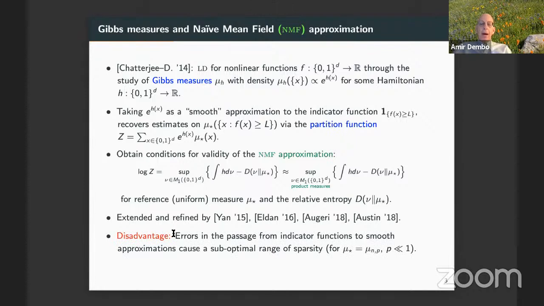The disadvantage from our perspective of studying counts of subgraphs in a graph is the error in the first step. It has nothing to do with the naive mean field approximation. It has to do with the approximation of an indicator by smooth functions. In our context, the passage from the indicator function to a smooth approximation always caused a significant loss. And this significant loss will translate into a highly suboptimal range of sparsity. If you're looking at the problem we mentioned before of the Erdos-Renyi random graph, the problem will get more and more challenging the smaller p gets.